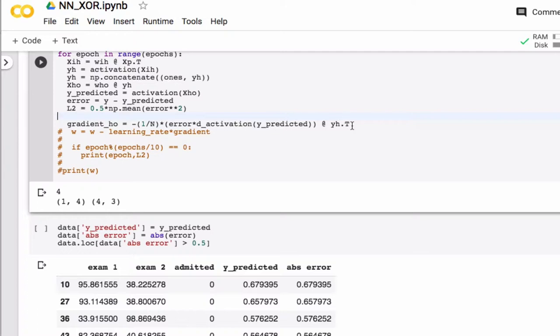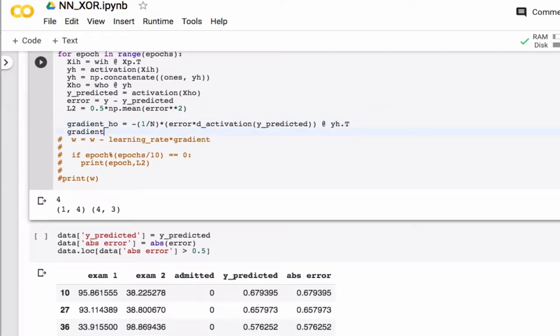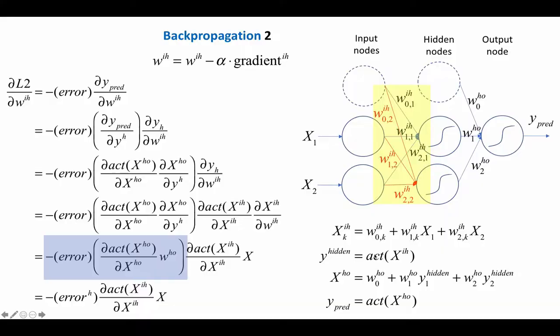Okay, so now I need a gradient for the input hidden layer. Let's go back and look at the equations. Here's where things start to get sort of complicated. Let's focus on the left-hand side here. Basically all you have is the chain rule applied over and over again. I'm not really going to go through everything. You can pause the video and look at it, or you can skip to the very end and realize that this is what we need to implement.